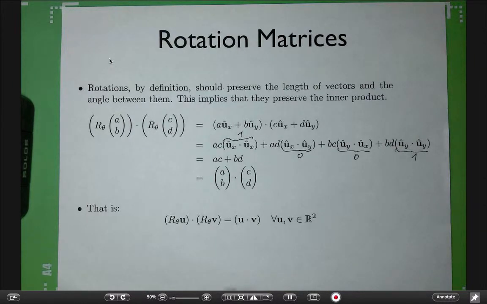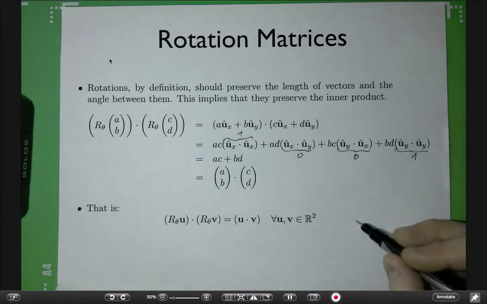So what it means is we have just proven the following lemma, I guess: if I pick arbitrary two vectors in R2 and I rotate both of them by the same rotation, it has to be the same rotation, then the dot product doesn't change. In other words, rotation preserves angles, right?